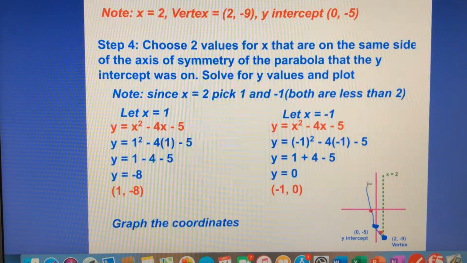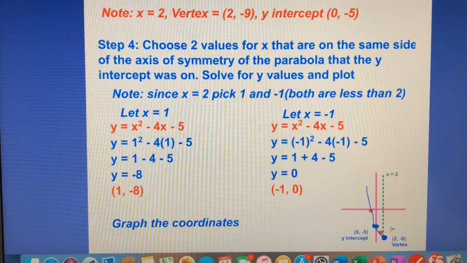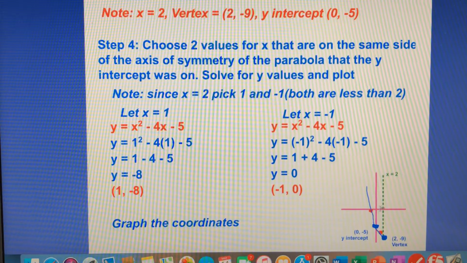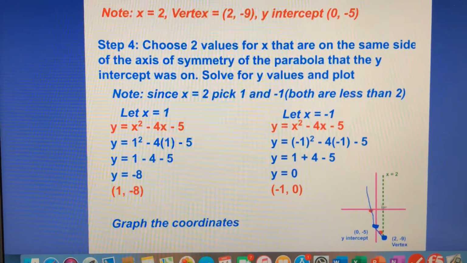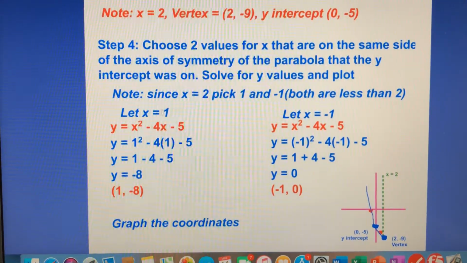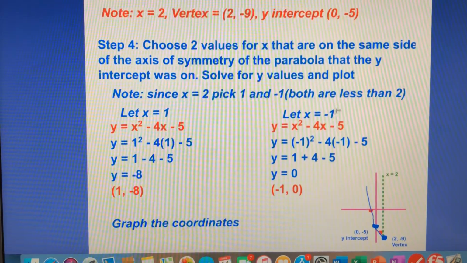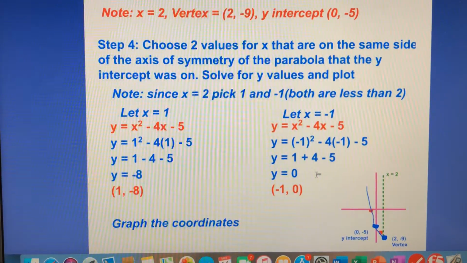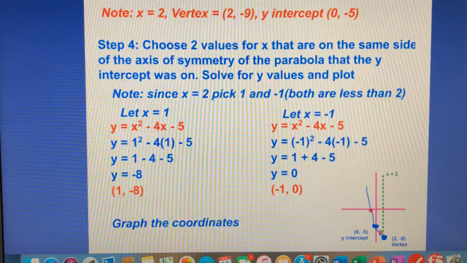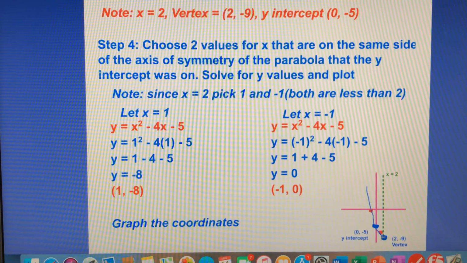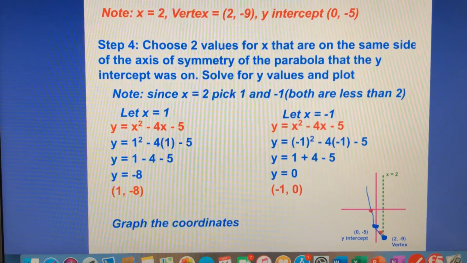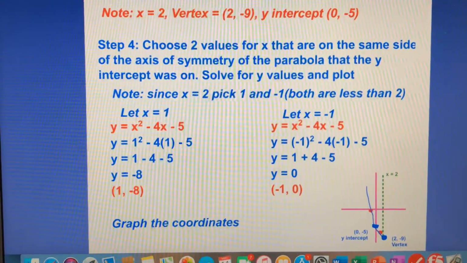I know that my parabola is going to point up, open upward. They say pick any 2 x values on the same side as the y-intercept. So anything to the left of x equals 2. I choose x equals 1 and x equals negative 1. I solve my formula by substituting in a value for x, and I get 2 more sets of coordinates. And I am able to extend my parabola line. Sorry for all that crookedness, but I don't have a way to get a steady hand and do that with my computer.